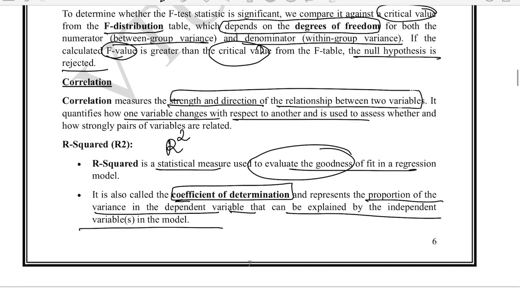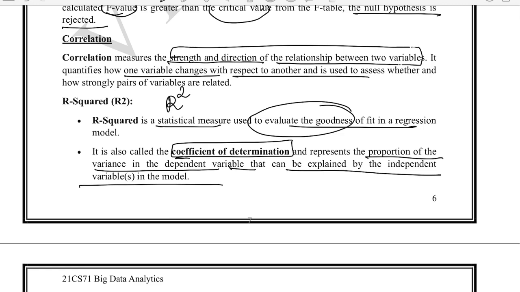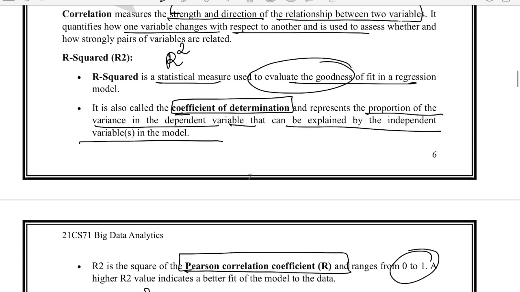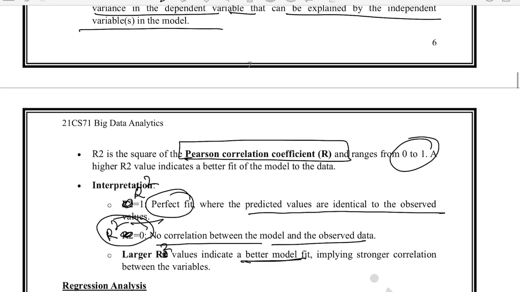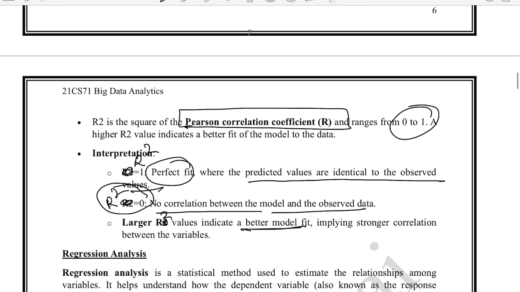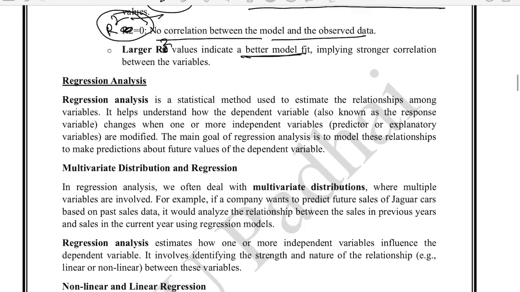So correlation measures the strength and direction of relationship between the two variables, and it is mainly calculated by R square. R square is your coefficient of determination or the Pearson's correlation coefficient, and for interpretation we check whether R square equals 1. If it is equal to 1, then it's a perfect fit, and if it is 0, then it has no correlation. That's it. Next is regression analysis.